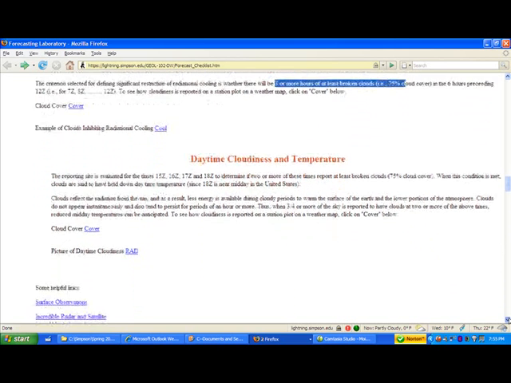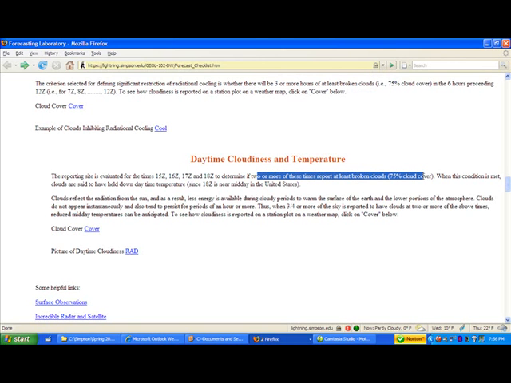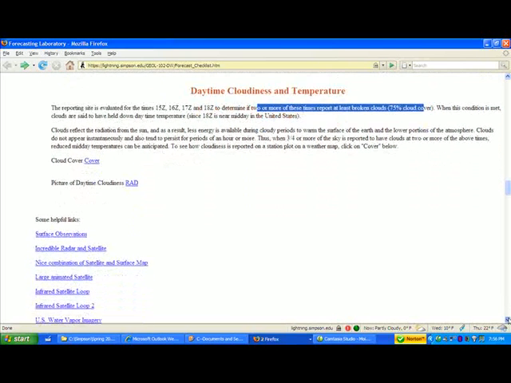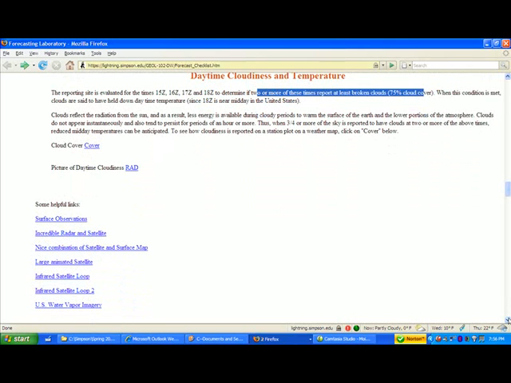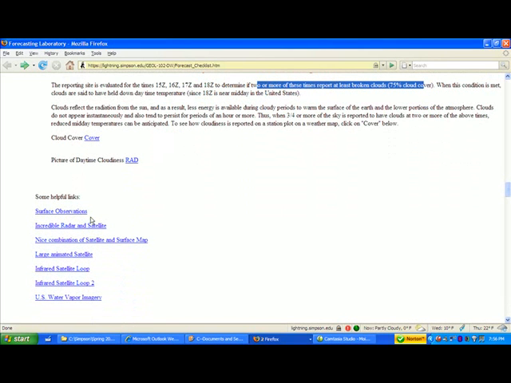In terms of daytime cloudiness and temperature, the forecasting site will be evaluated at 9 a.m., 10 a.m., 11 a.m., and noon, and if 2 or more of these times have at least 75% cloud cover, then we'll say that daytime temperatures are held down because of the presence of sufficient clouds. We won't talk a whole lot here about cloudiness because we've already looked at this before.